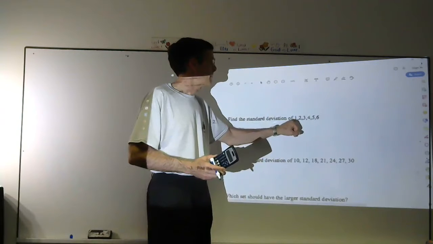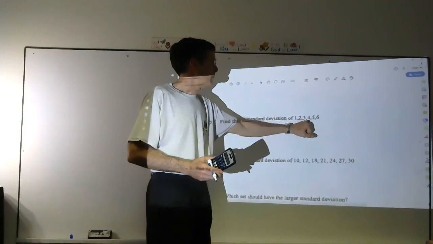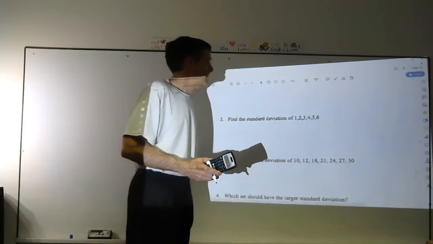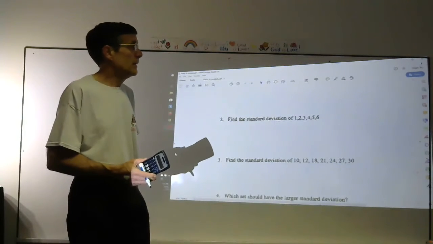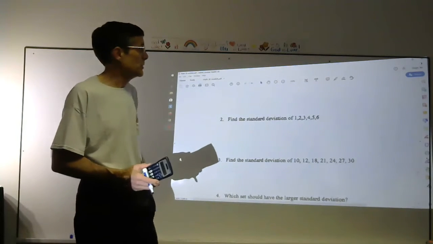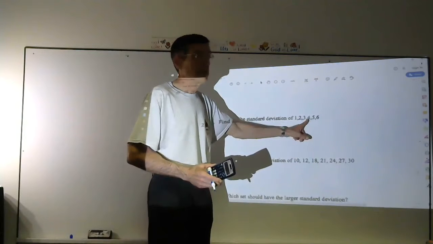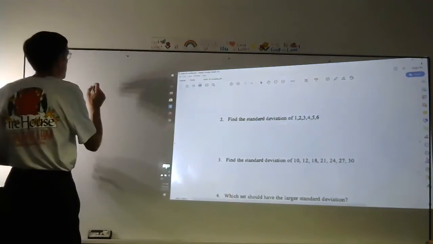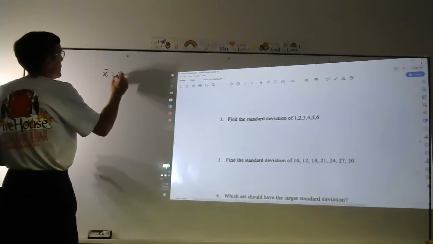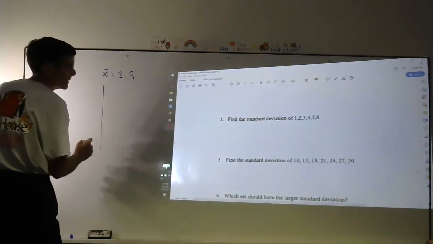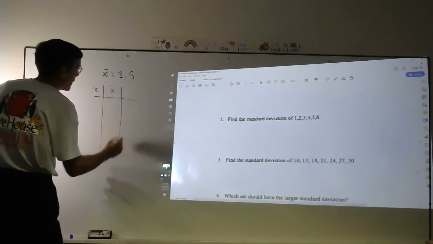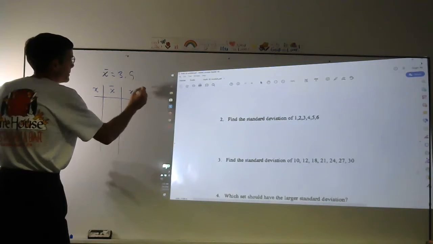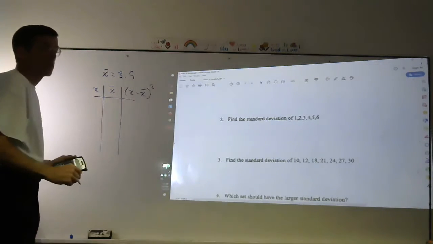But anyway, let's add them up. 3 and 3 is 6, plus 4 is 10, plus 11 is 21, divided by 6 is 3.5, which you may have guessed. The middle here is 3.5. All right, so I know that X bar is 3.5. Make a column for the data, for the X bar, and I want (X minus X bar) squared.